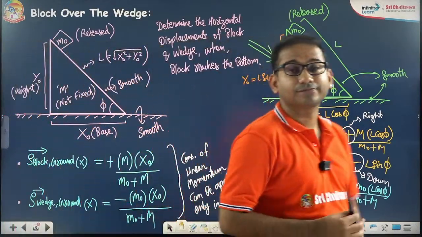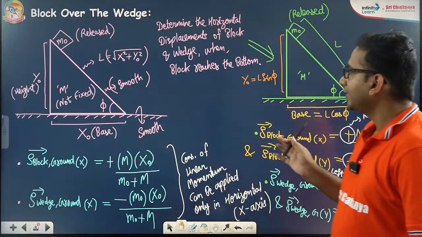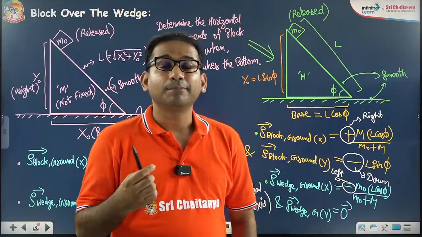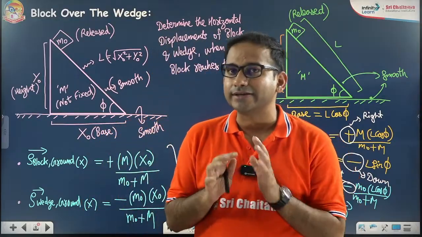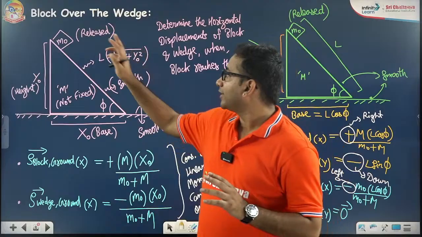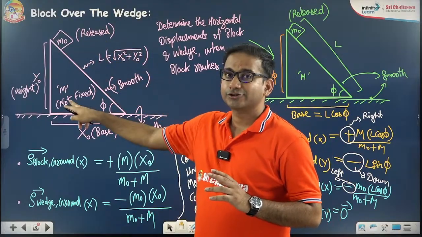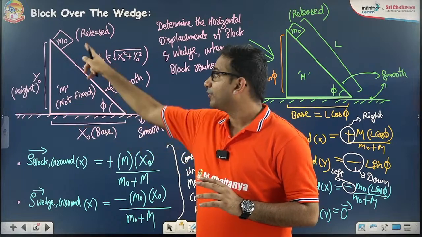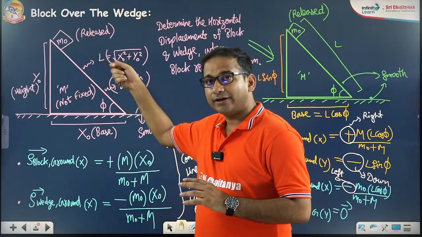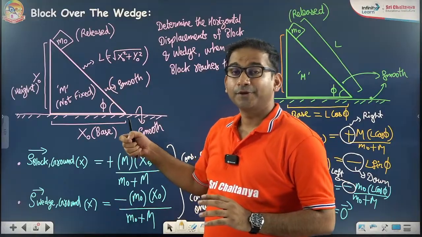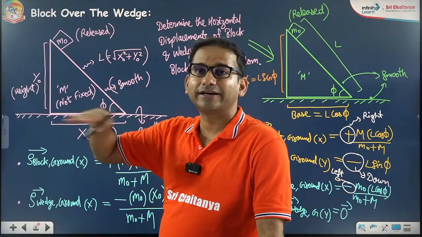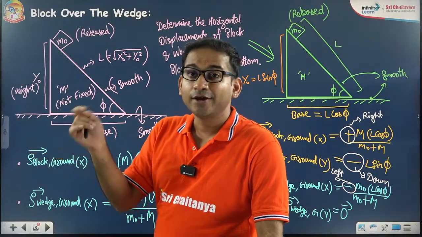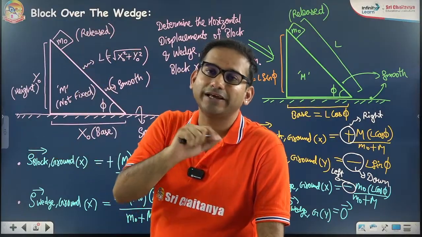Block over the wedge, another model, block over the wedge. Again, that also I have taken yesterday only, again re-emphasizing on that. But here the twist in this model is that if you release a block over the wedge, the wedge can only move in horizontal direction, but the block will be moving forward and also downwards. Means the wedge motion is along a straight line. Wedge or inclined plane, its motion is only motion along a straight line. But the block's motion is the motion in a plane.